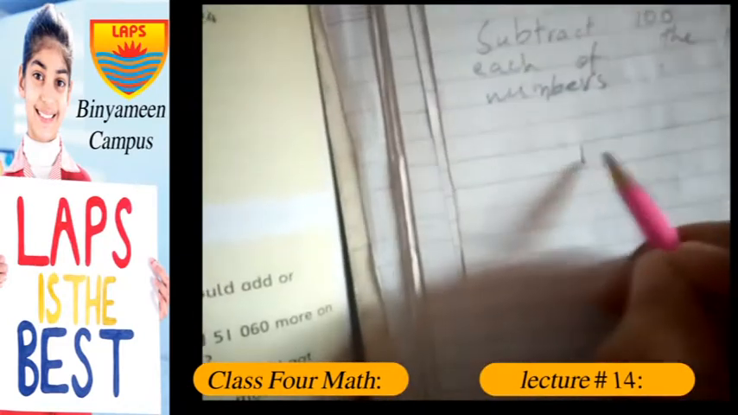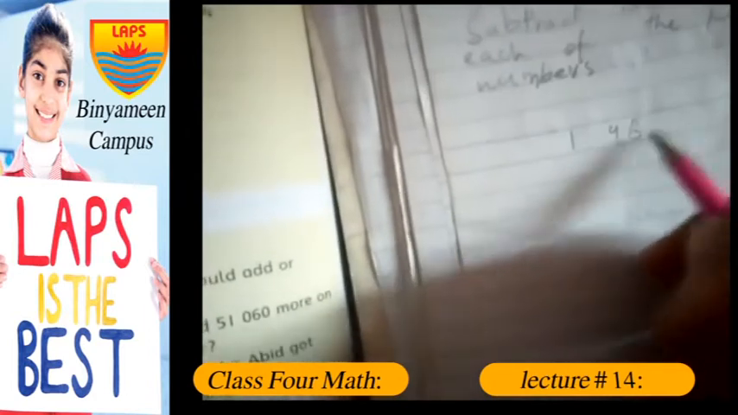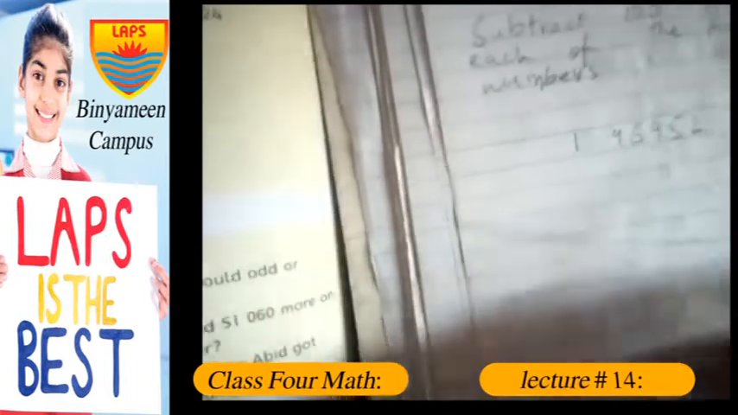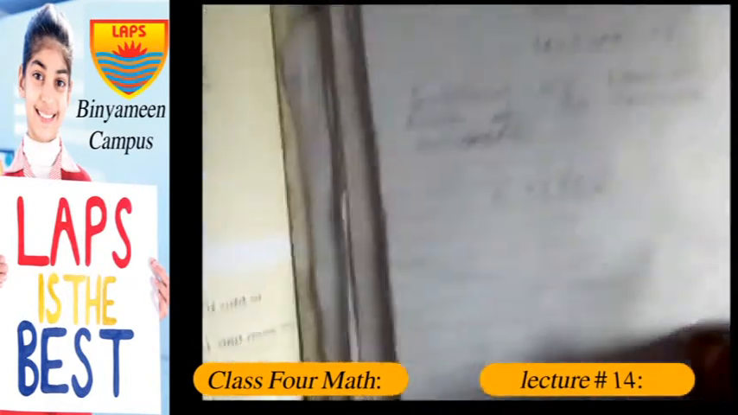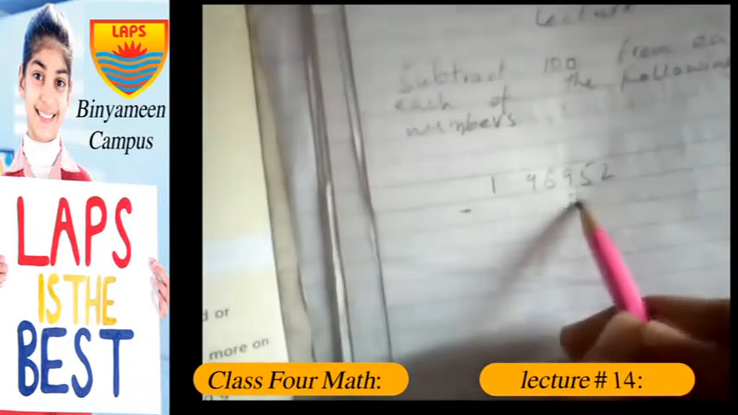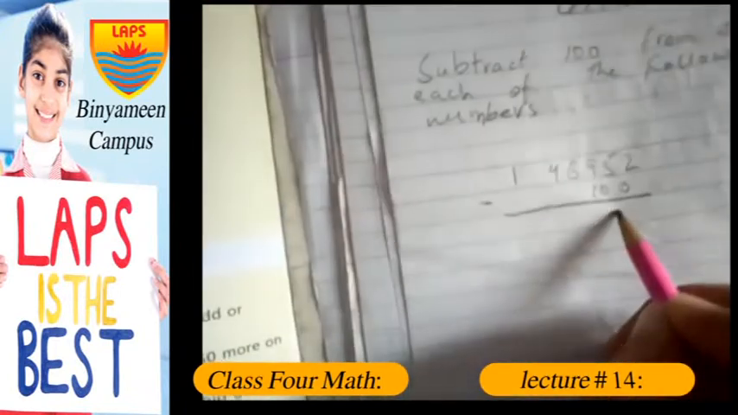1,46,952. 1,46,000 and 952. And we have to subtract 100 from each value.